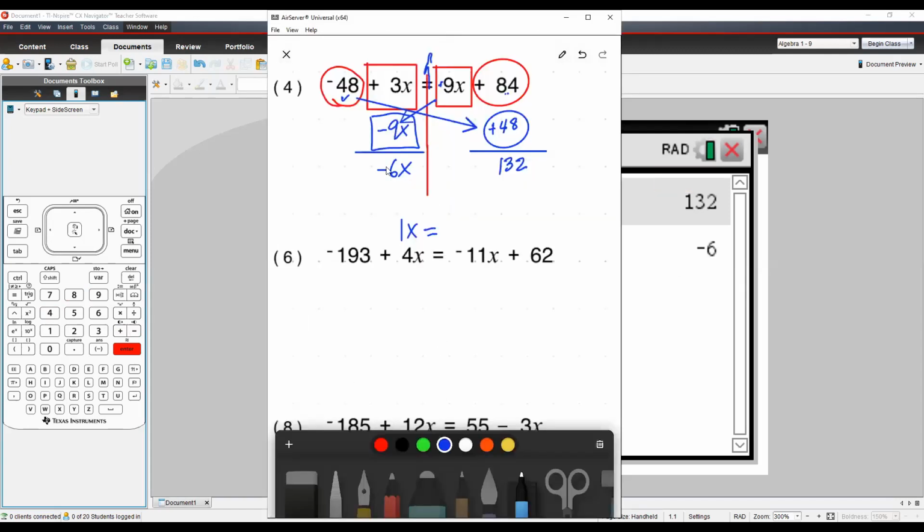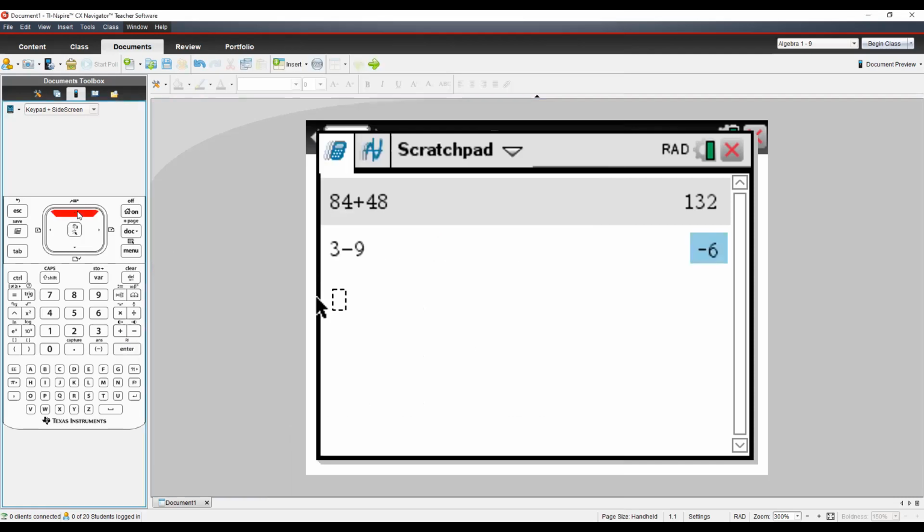Now, once you get all the x's on one side and all the circles and numbers on the other side, you divide by whatever number is in front of the x. So I'm going to divide this by negative 6, which means I've got to divide this by negative 6. Negative 6 divided by negative 6 is going to be 1, so this is going to be 1x, which is what I want. And then all I do is take 132 divided by negative 6. I'm just going to copy it up here and divide by negative 6. And my answer is negative 22.